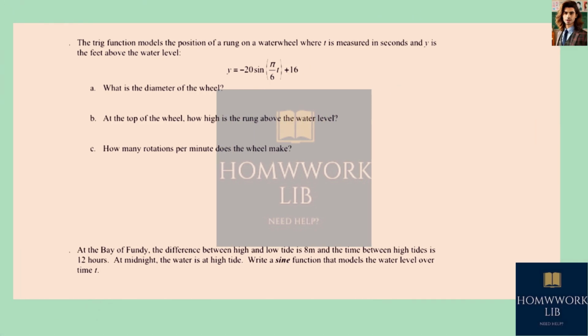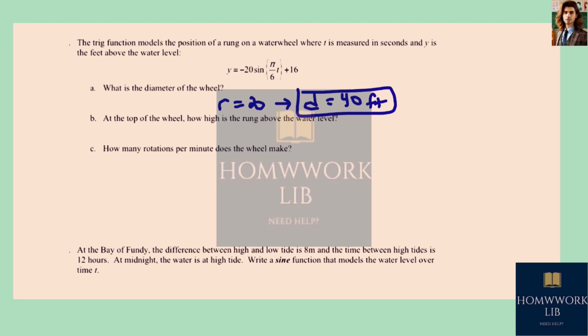The trig function models the position of a rung on a water wheel where t is measured in seconds and y is the feet above the water level. What is the diameter of the wheel? The diameter of the wheel is going to be related to the amplitude because the amplitude is the center. So the radius from this would be 20, which means that the diameter is 40 feet.